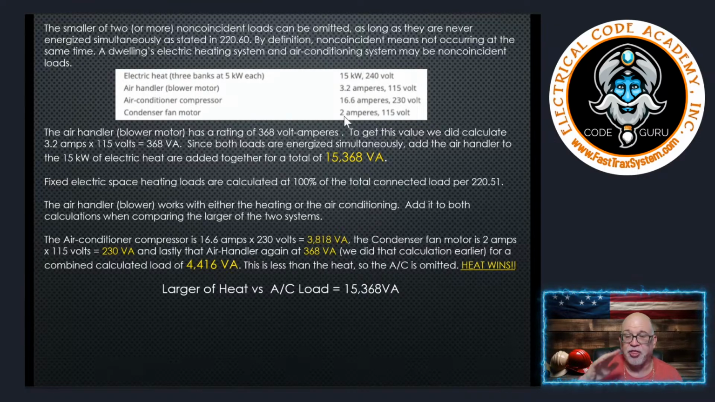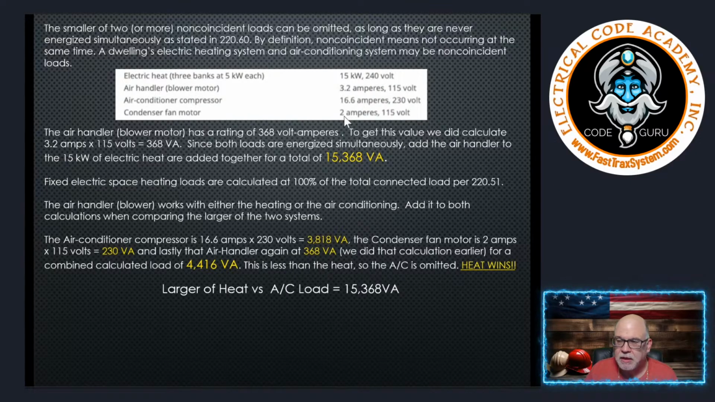Even if I rounded that to 5,371, it is nowhere near the heat. It's not even really a third of the heat. So guess what? I get to take that air conditioning load and get rid of it. It's gone. I'm going to go with the heat. Make sense? All right. So my load value that I'm going to be plugging in here into line 13 of my form is going to be 15,368. Okay, 15,368.